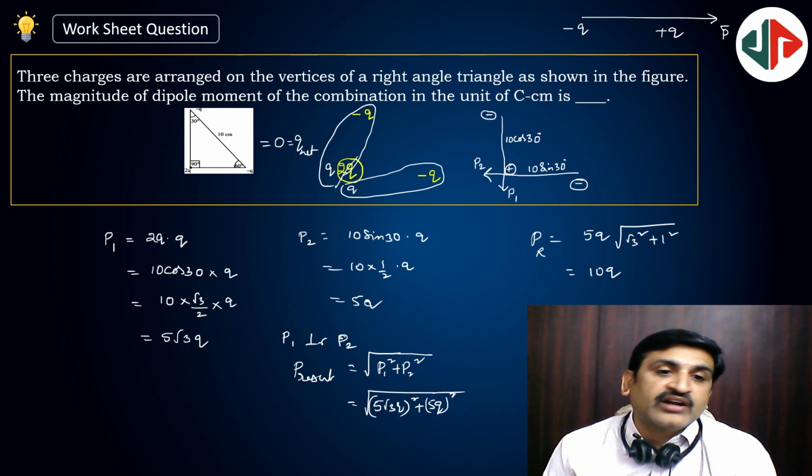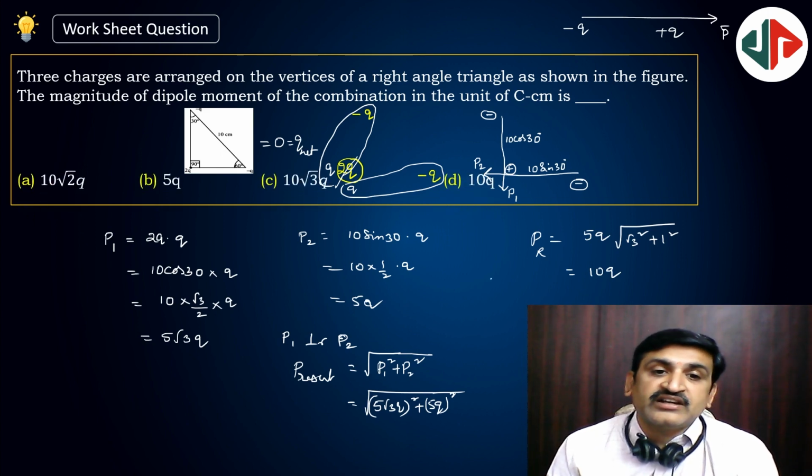And the q value is not given. So let us see the options. Without seeing the options, we did this much: 10q. So D option.